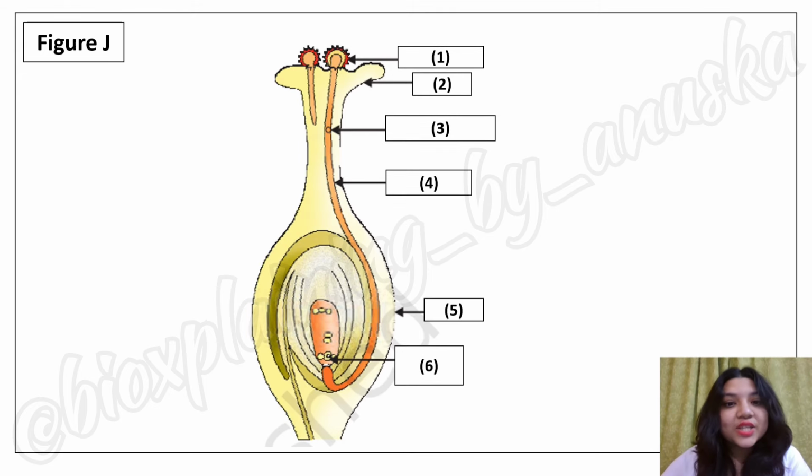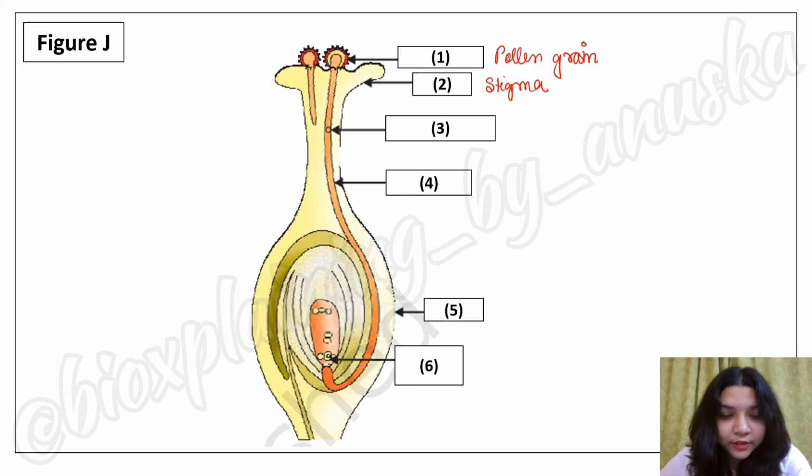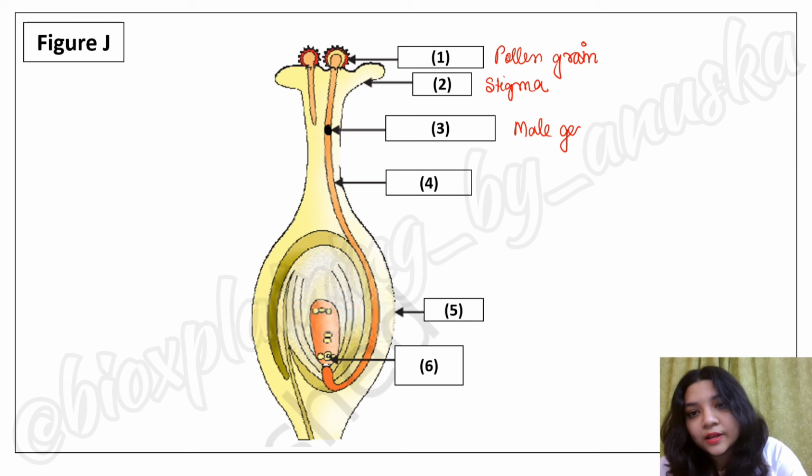Let's get started. So this shows you the event just before fertilization, right? So it is a diagram that's showing you a female reproductive part, a pistil, and the event that's occurring before fertilization. So number 1 is the pollen grain, which has landed on the stigma. So 2 is the part where it has landed. So 2 is stigma. Then part 3, see carefully, is pointing out towards this one. So part 3, we can call this to be the male germ cell. Okay, or in other words, you can also call it the male gamete.